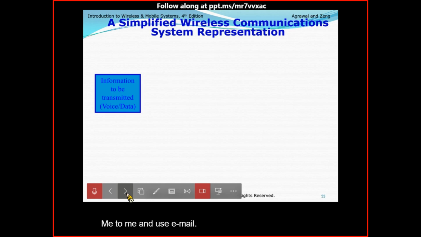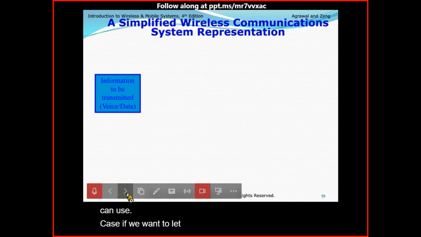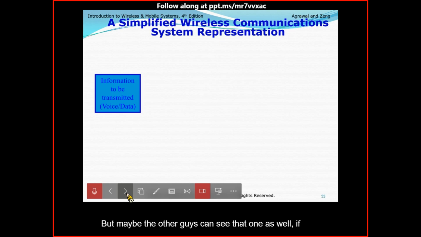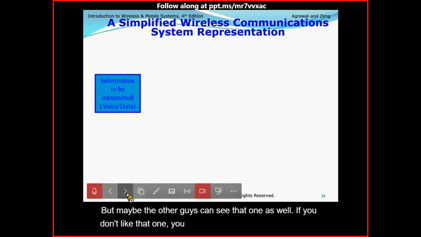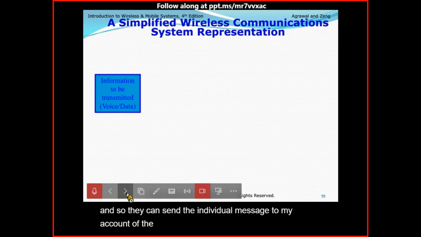And if you want to have other discussion, you can use Teams. If you want to let me know you have a question, you can use Teams, but maybe the other people can see that one as well. If you don't like that, you can find my account on Teams so that you can send an individual message to my Teams account. That's possible as well.